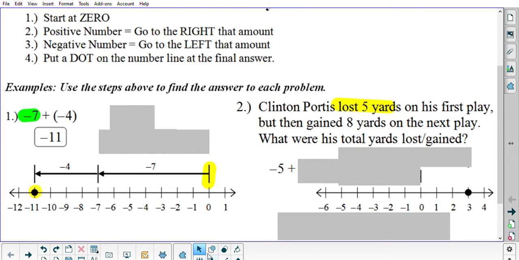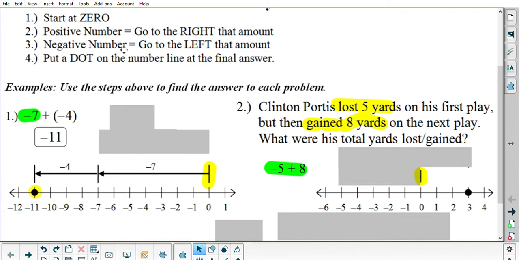Now, it says that Clinton Portis gained 8 yards on his next play. So if he gained 8 yards, then we need to have +8. So this is the math problem that we should write out to represent the scenario before we actually model it above the number line. Okay, from here, always start at 0. So put a bar straight up and down from the 0. You see I did that. Let's take the first number, -5.